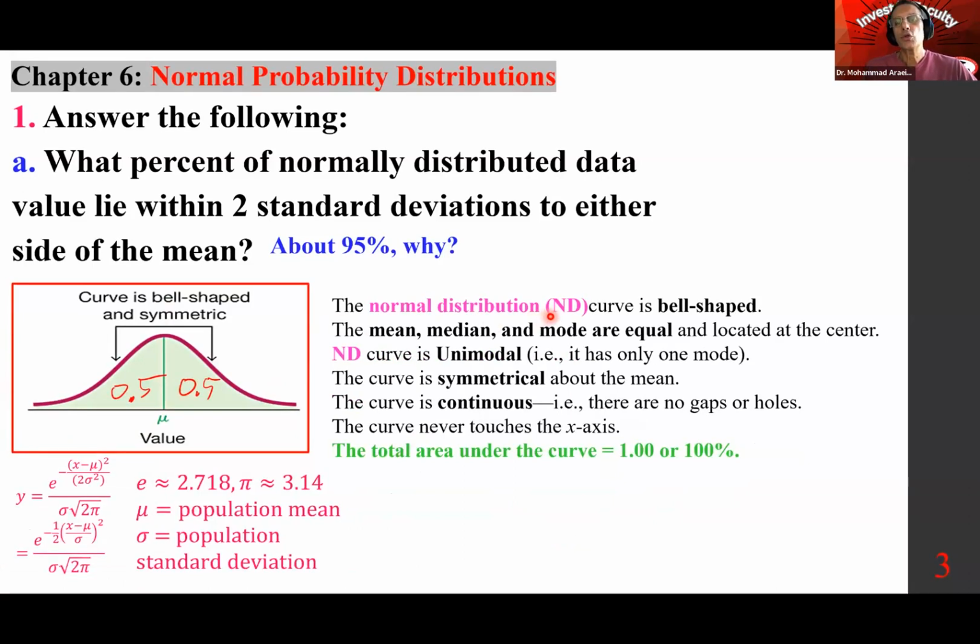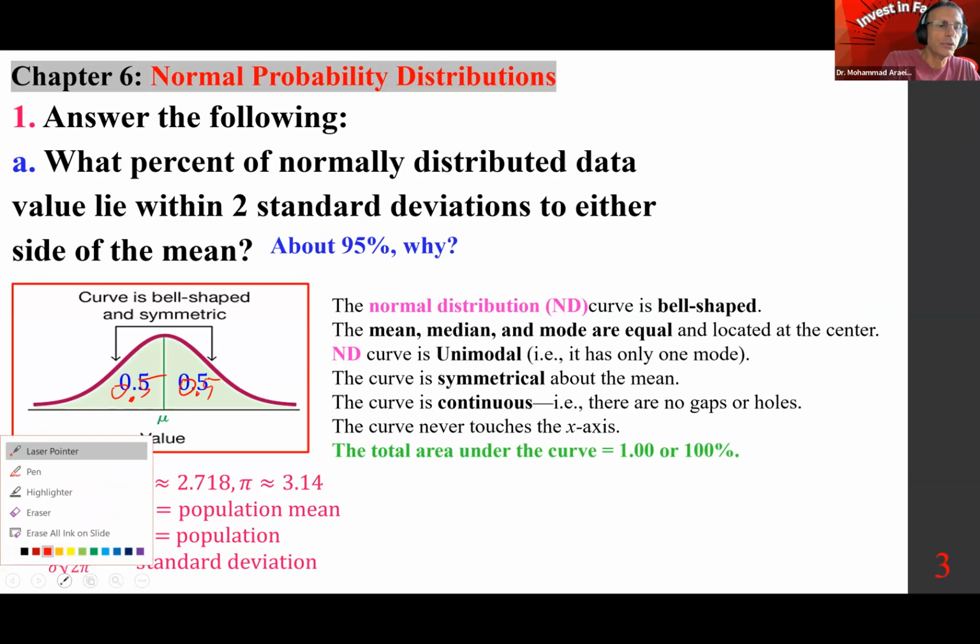The normal distribution, or ND curve for short, is bell-shaped. The mean, median, and mode are all equal and located at the center. The curve is symmetrical about the mean, mu. The curve is continuous, i.e. there are no gaps or holes. The curve never touches the x-axis. It continues indefinitely on both sides towards positive infinity and negative infinity. The total area under the curve is 1 or 100%, which is the representation of the total probability. And as I said, on each side is 0.5.